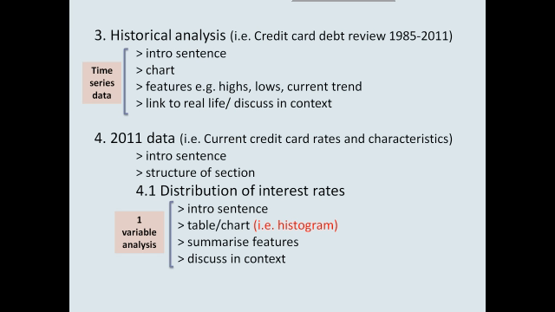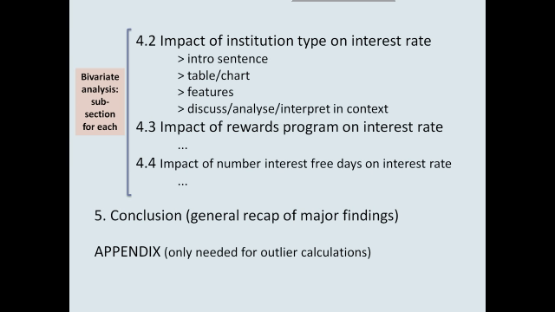For example, something like, in the next section of the report, factors which may influence the interest rates, such as whether the card is from a bank or non-bank institution, will be examined. The same structure template can be used for each of the bivariate subsections. For the bivariate analysis, you are looking to comment on which factors most strongly influence the current interest rates, and so this type of comment can be a good concluding sentence in each subsection.